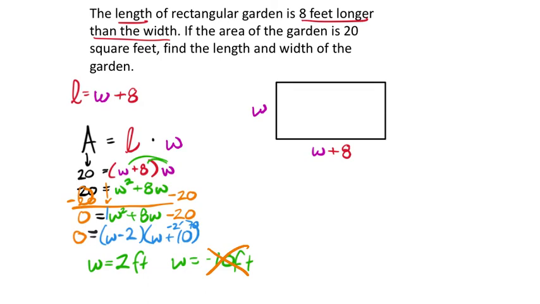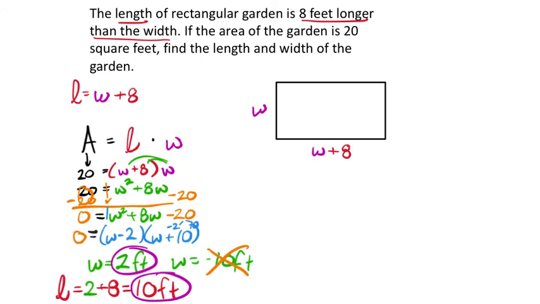Okay, now, since we know the width is 2 feet, we know that the length is taking the width, which we see as 2, and then just adding 8 more feet to it, and that would show the length as 10 feet, okay? So the width is 2 feet, the length is 10 feet. Now let's go back and check. With these two values, is the length 8 feet longer than the width? It is. 2 plus 8 is 10.